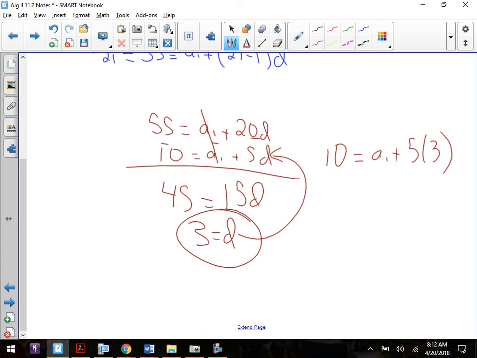Now, will there be problems like this where you could probably figure out the common difference in your head? Absolutely. You might be able to tell the differences there. Do you have to do all this work then? No. I would still go back and verify that it works. So my first term is -5. So my rule would be a sub n equals first term plus n minus 1 times 3. So I get 3n minus 8.